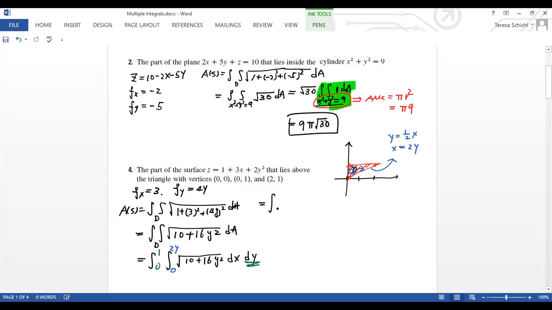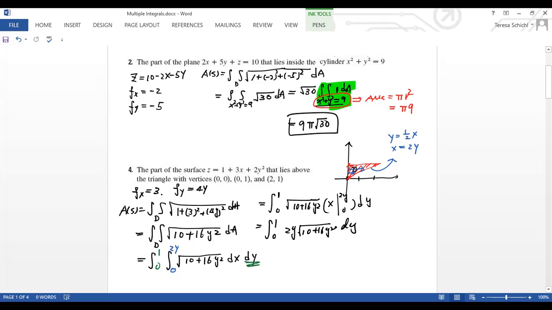You will see that we made the right decision. After doing that, with y from 0 to 1, the square root of 10 plus 16 y squared just sits there, and x integrates by itself between the lower and upper bounds. So you will have the integral from 0 to 1 of 2y times the square root of 10 plus 16 y squared, dy.